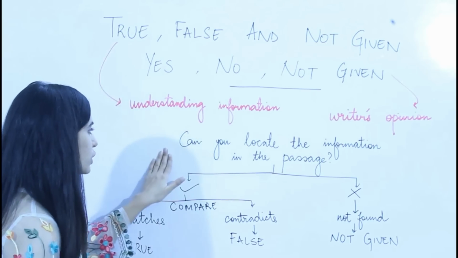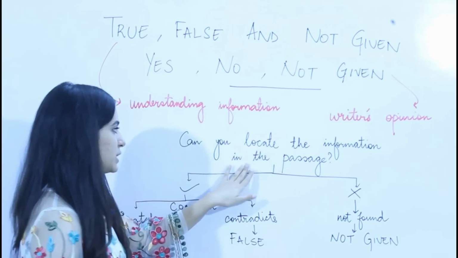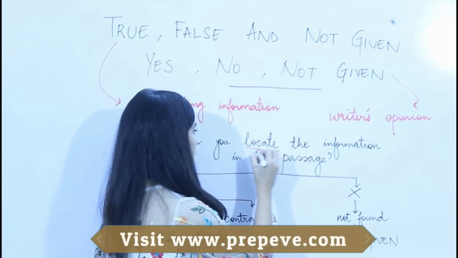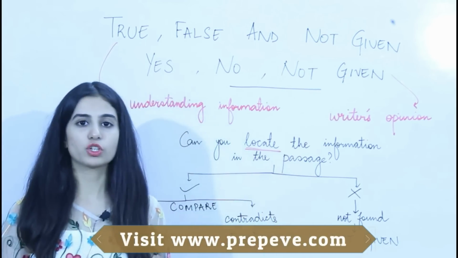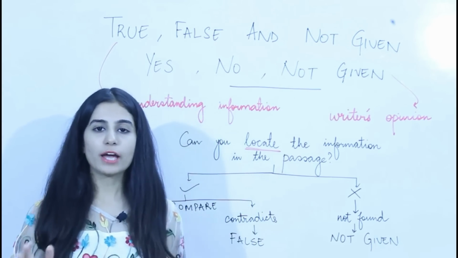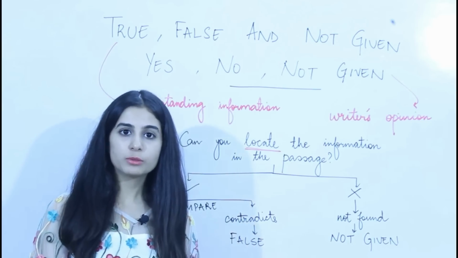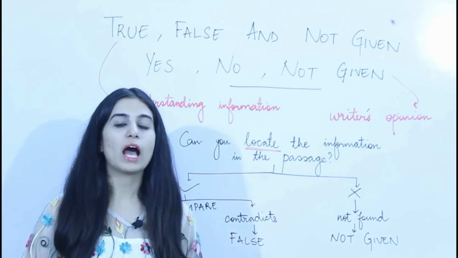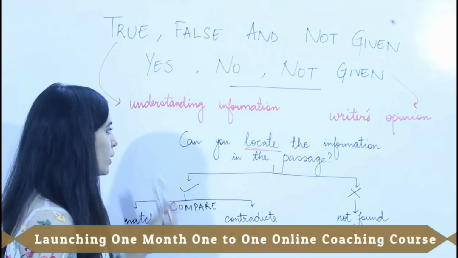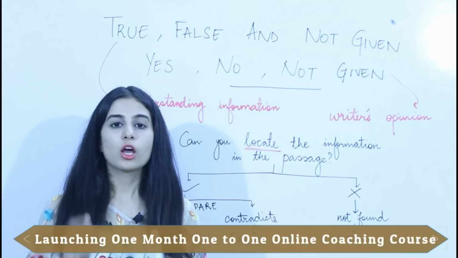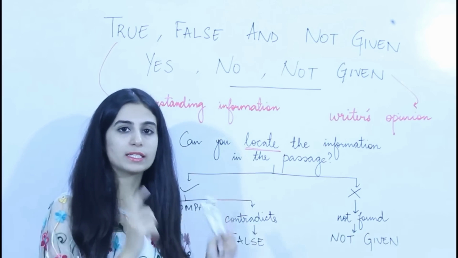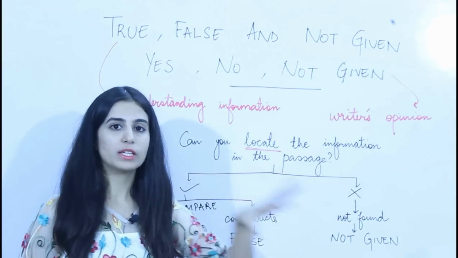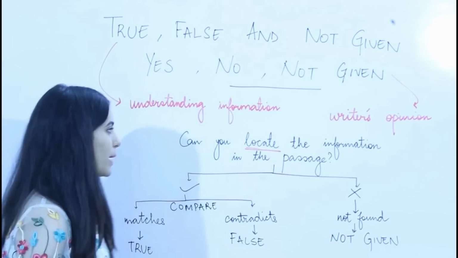Okay, so first of all, can you locate the information in the passage? The first thing that you have to do is locate the information in the passage. Read the question, understand what it means, look at the keywords, but don't fixate on the keywords. You have to understand the entire meaning of the question. Once you understand the meaning of the question, look for that particular sentence in your passage which talks about the same information.